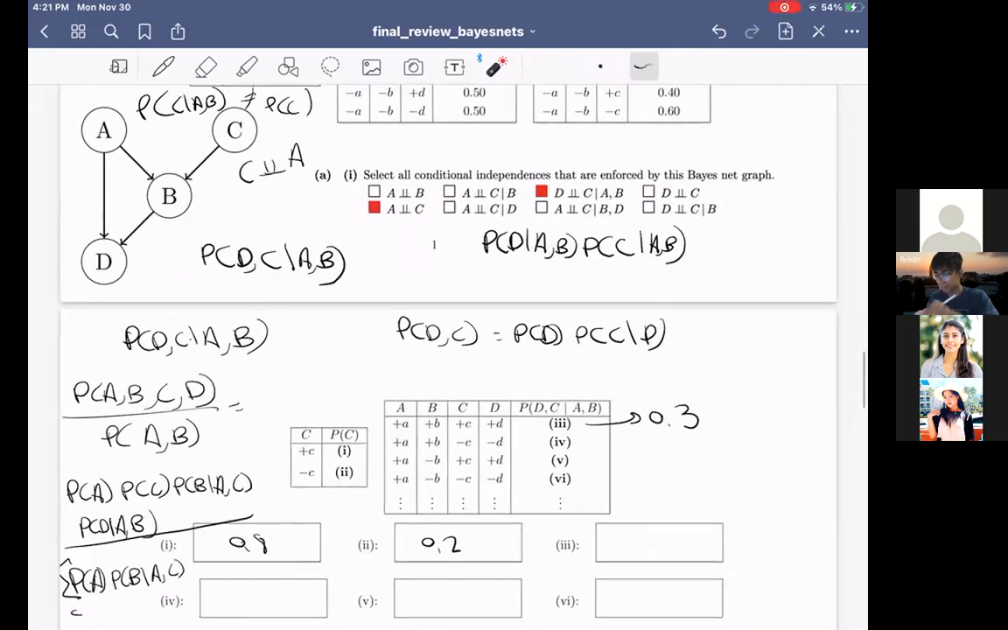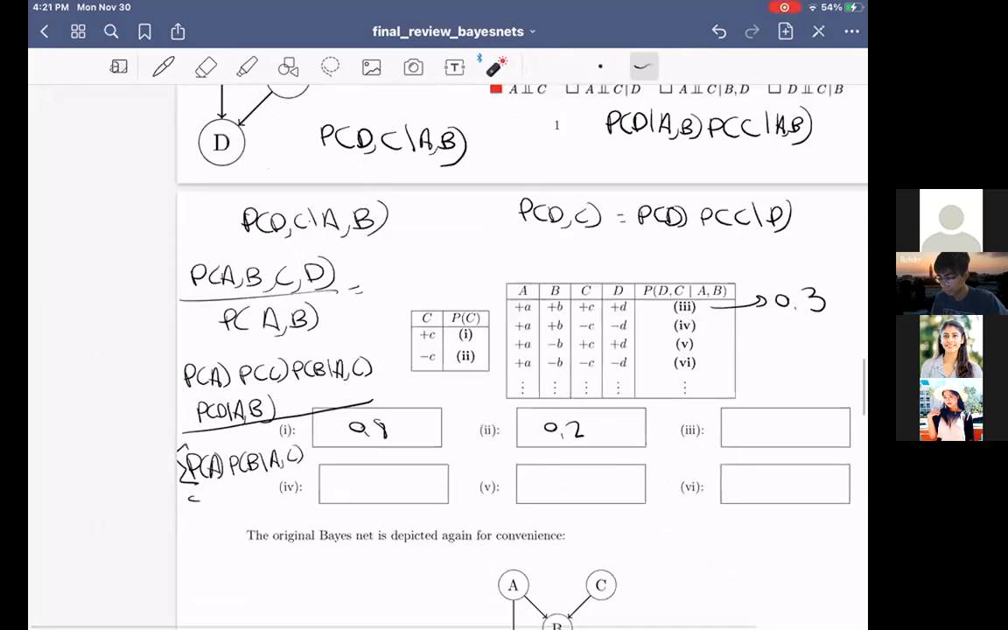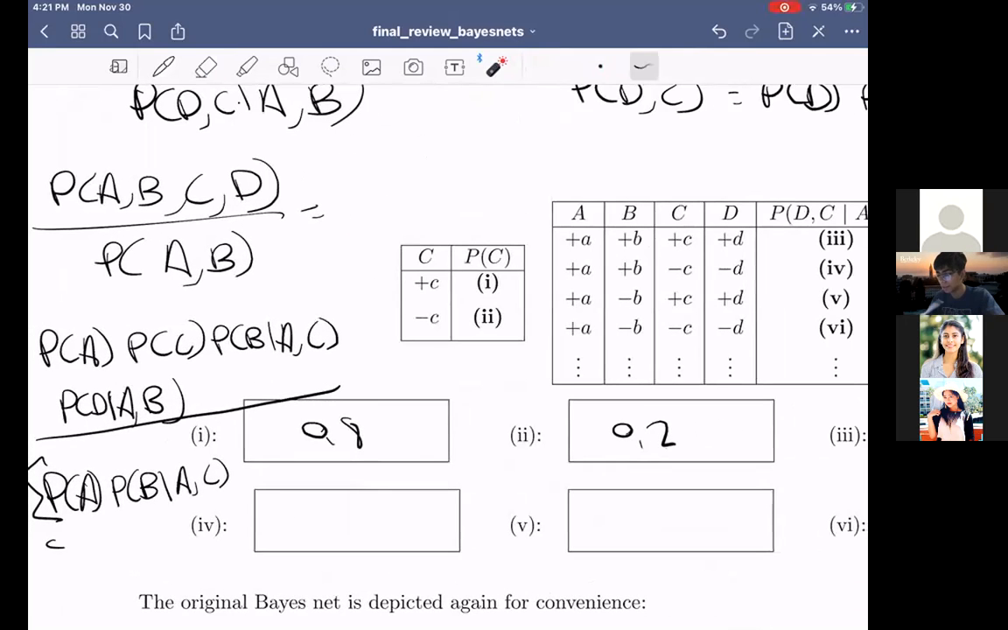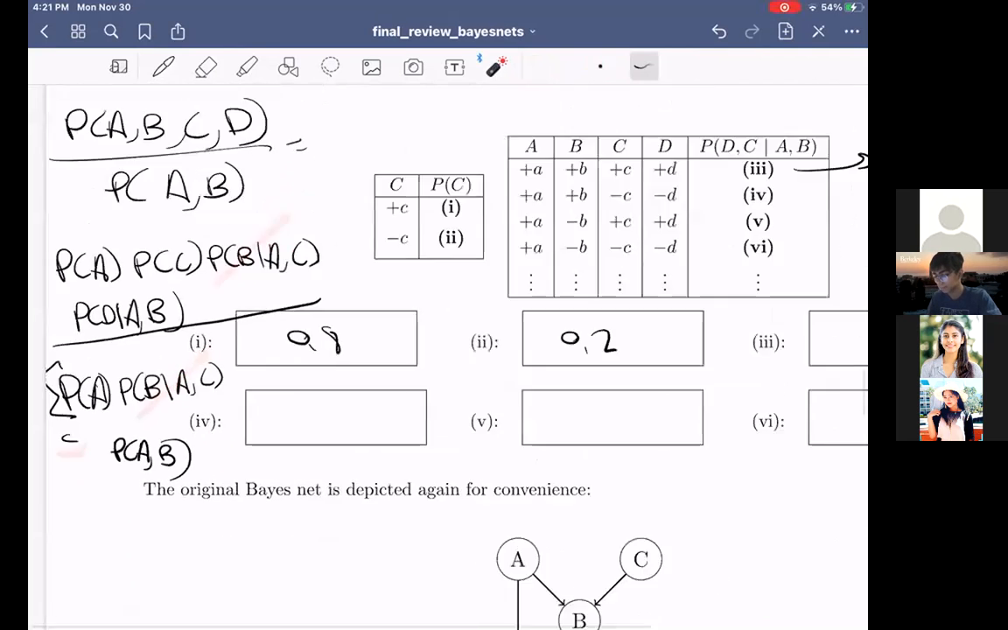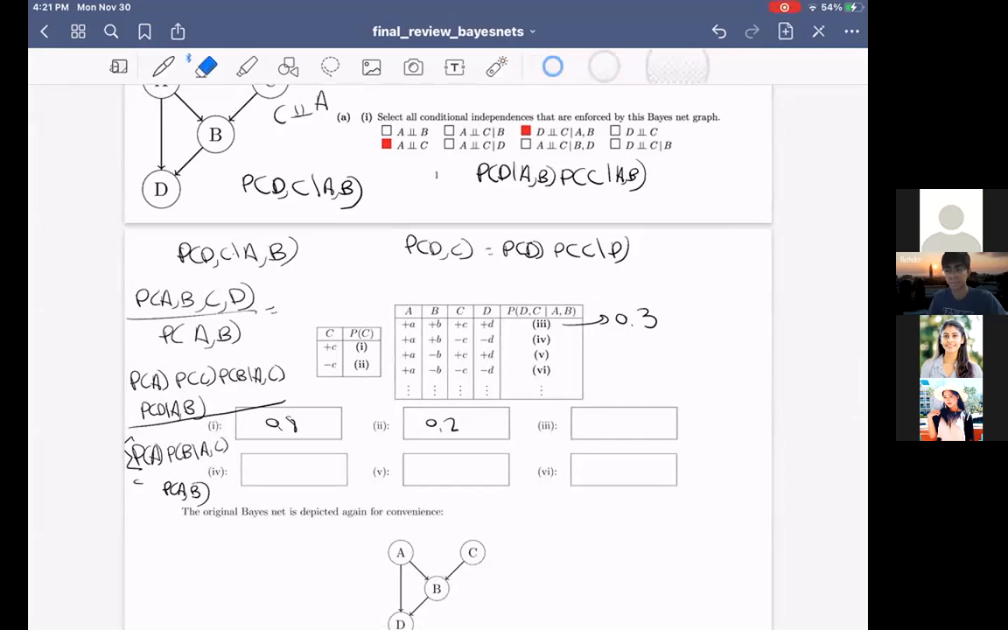I see. Where did I go wrong in my induction? I think where you went wrong was canceling out the P of B given AC. So it cannot be canceled? Because in this case, we want to sum out over C of P of B given AC, right? Because the denominator should just be P of A comma B. So I don't think we can cancel it out when it's inside the summation. Oh, I see. Okay, I gotcha. Cool.